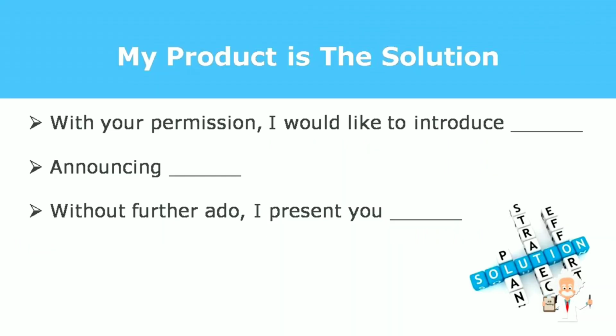My product is the solution. When talking about your product, you want readers to agree that only your product will solve their problems. This is achieved by telling them what your product can offer them and how it can be useful to them. If you can convince them, you will most likely get conversions. Examples are: with your permission, I'd like to introduce blank. Announcing blank. Without further ado, I present to you blank.